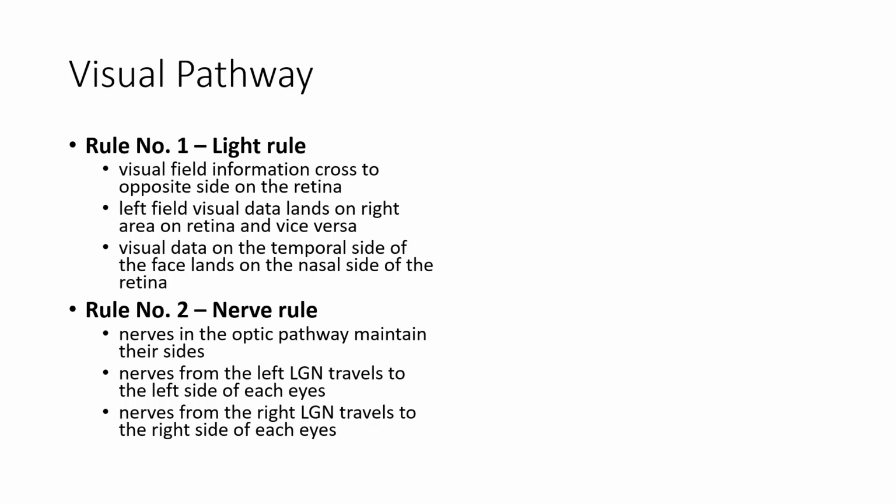Now we use this illustration to describe it. We have the two eyes, the temporal left side, temporal right side, and the nasal area. Here comes the first rule. Visual field information coming from the left side of the face goes to the right side of the retina. Alternatively, I can describe this as visual information coming from the temporal side of the left eye will land on the nasal aspect of the left eye.